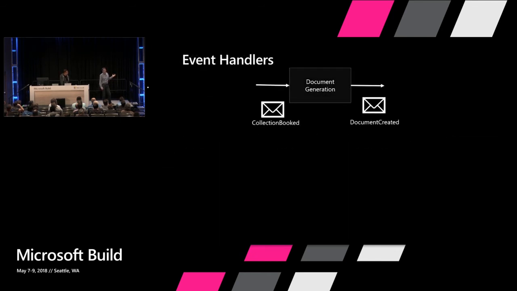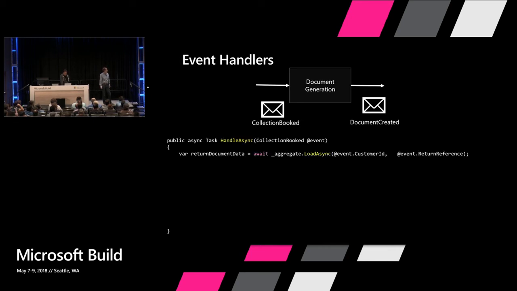If we look at a typical handler, this is one of our services here. So when the collection's booked, it's going to go into a document generation service and then emit a document created event. So here's our handler. The first thing we do is we load in the previous events into our aggregate. I should say at this point we're using the event sourcing pattern. We have an immutable log of all of the actions that have ever occurred for that return, and it's great. We have a good strong audit log, and if we need to, we can go back and replay those events into a new system, a new database. We can recreate errors.